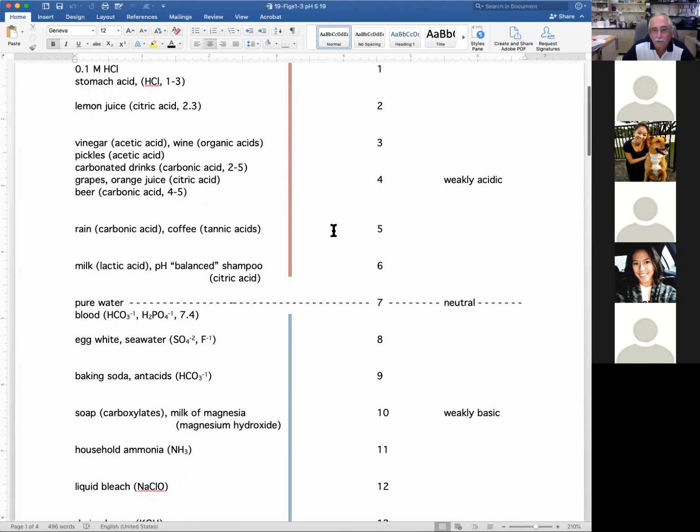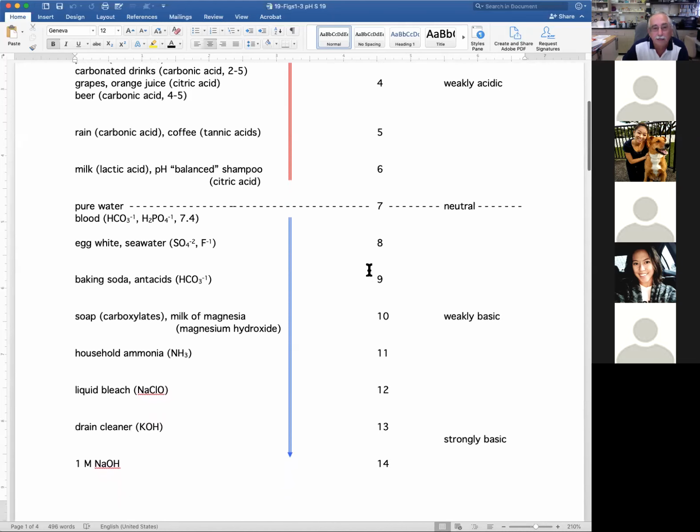Rain, you would think rainwater would be neutral, right? pH 7. But because of all the CO2 in the air, it becomes acidic. Milk is a little bit acidic because of the lactic acid in it. In sour milk, it gets even more lactic acid, so the pH goes down. Eventually, that could cause the protein to precipitate out, so we call that curdling.